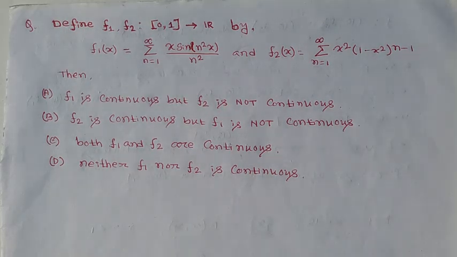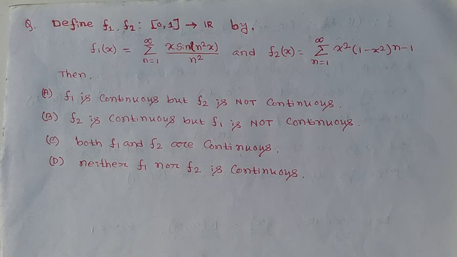The problem is: let f1 and f2 be functions from the closed interval 0 to 2 defined by f1(x) equal to the summation n=1 to infinity of x sin(n squared x) by n squared, and f2(x) equal to the summation n=1 to infinity of x squared (1 minus x squared) to the power n minus 1. Then the four options are: f1 is continuous but f2 is not continuous; f2 is continuous but f1 is not continuous; both f1 and f2 are continuous; and the last option is neither f1 nor f2 is continuous.